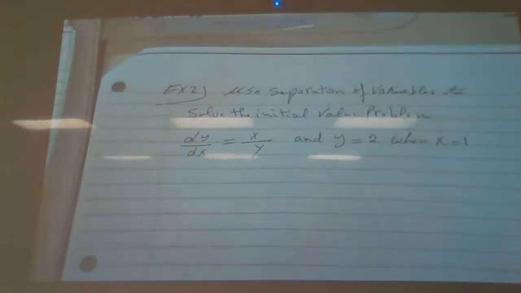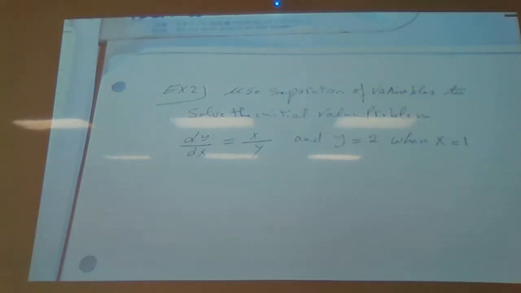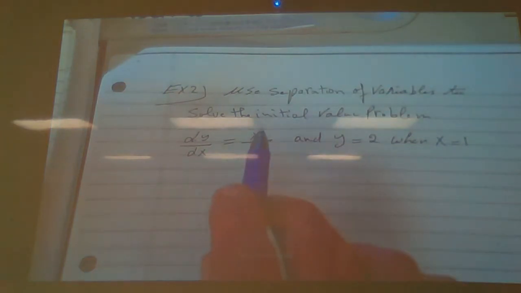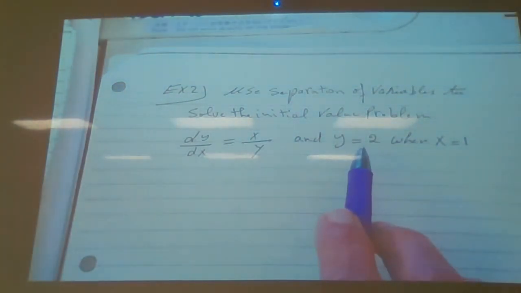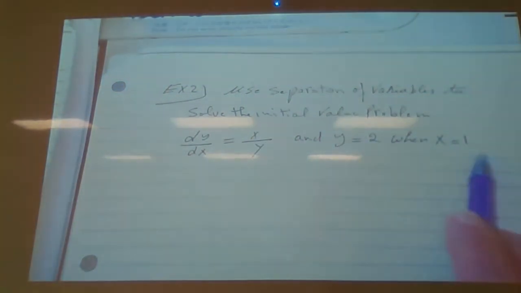Okay. Another example with separation of variables with initial conditions, initial value problem. So this time I'm given dy over dx is equal to x over y. Initial conditions y equal to 2, x equal 1.